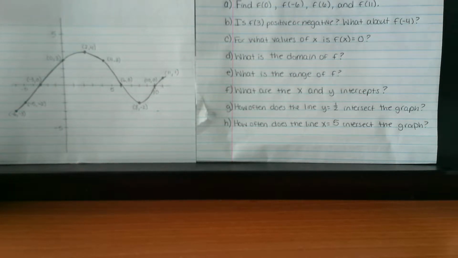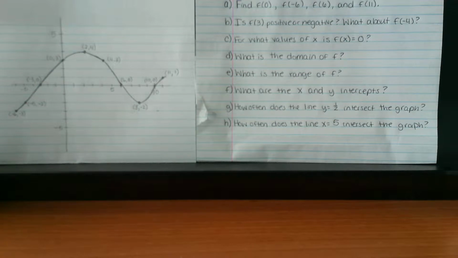So let's get started. In part A of this question, we are asked to find f(0), f(-6), f(6), and f(11). To do this, you must first know that f(x) equals y. In other words, the number after the f is our x value, and we look at our graph to determine the y value, or the function of that number.